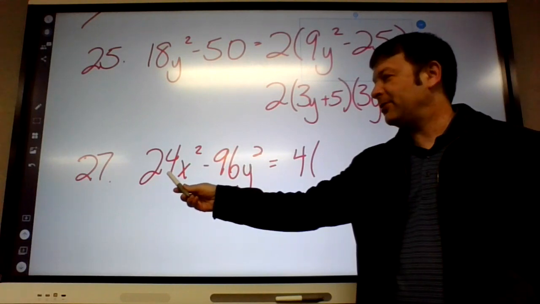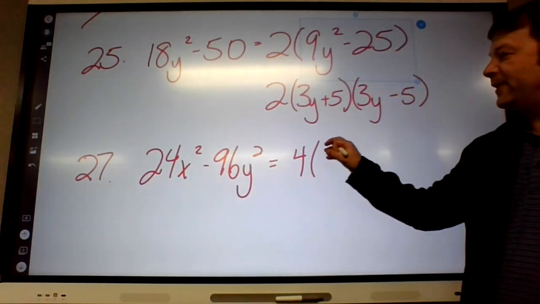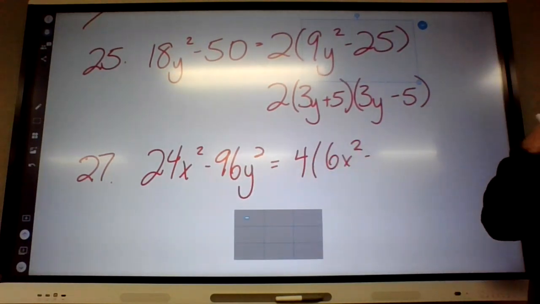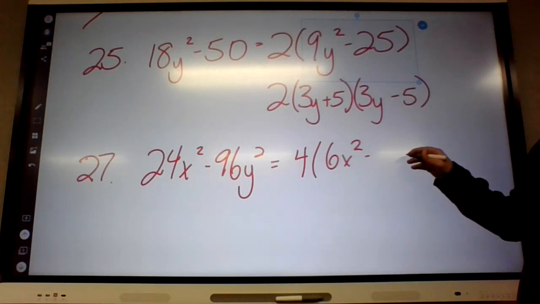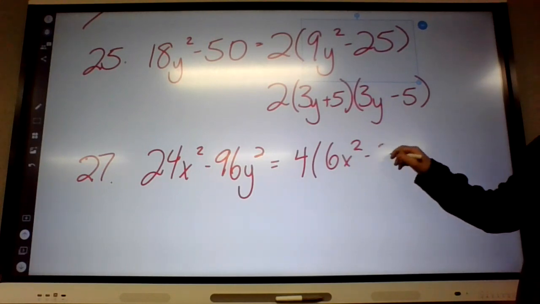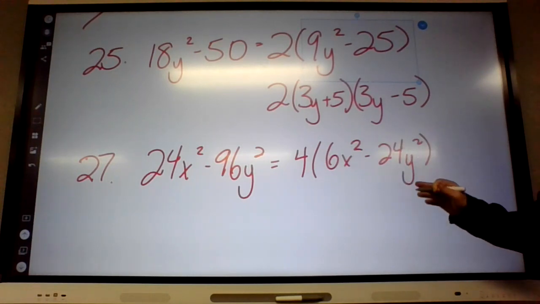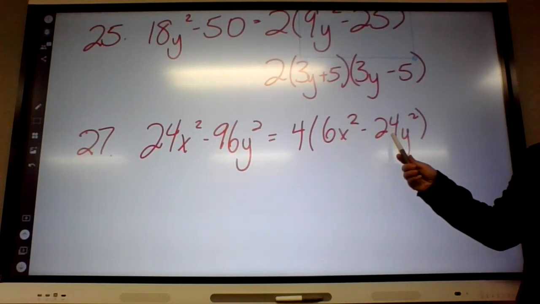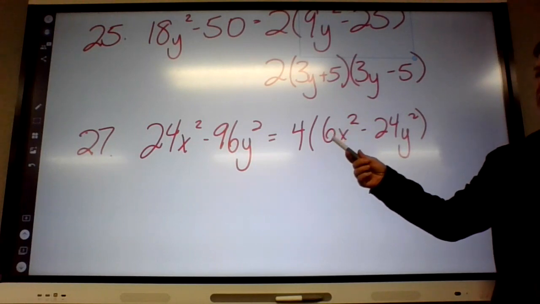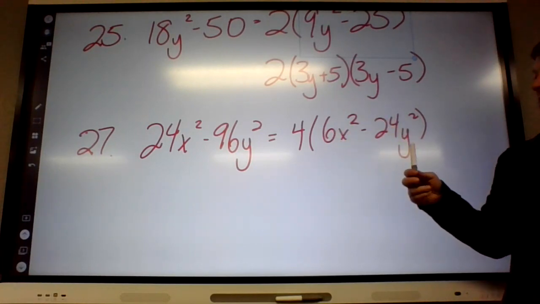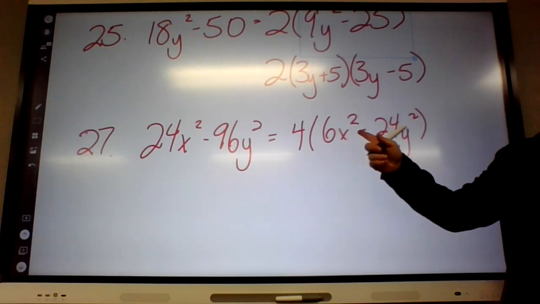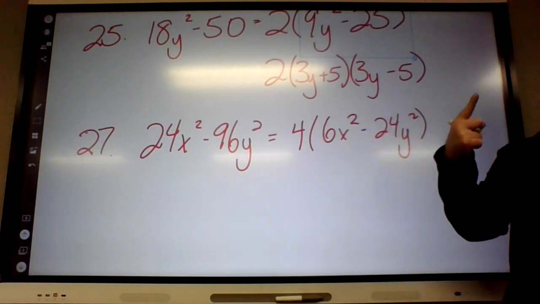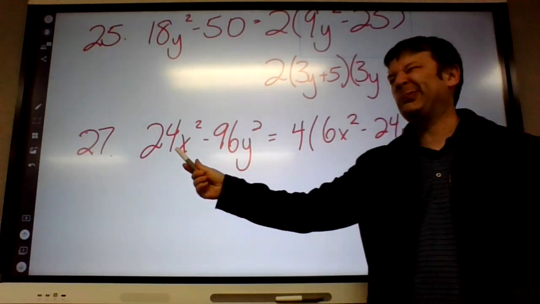If I divide the 4 out, I'm left with 6x squared minus that, 96 divided by 4 is 24. But if you look in the parentheses, there is something else that we could take out. What goes into 6 and 24, Lauren? 6. Right? So that means instead of just taking a 4 out, we could have taken a 4 times 6 out. So actually 24 would have worked.